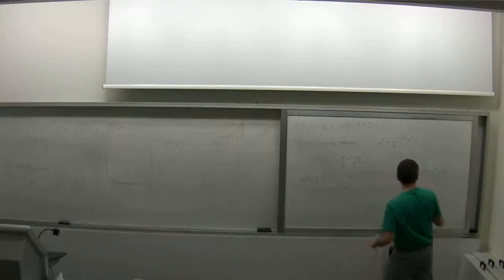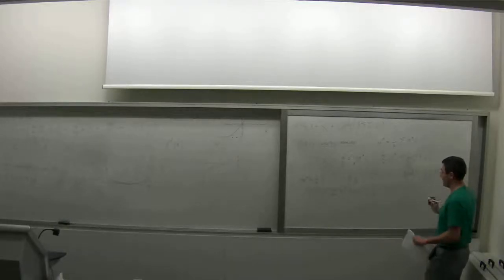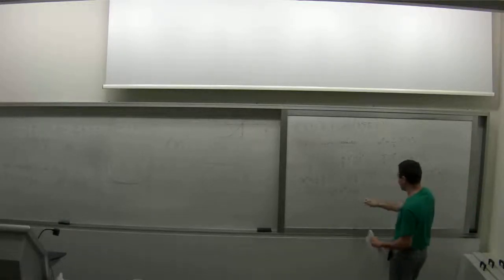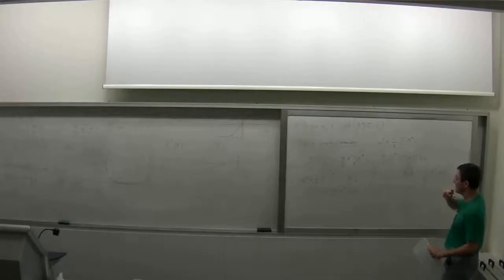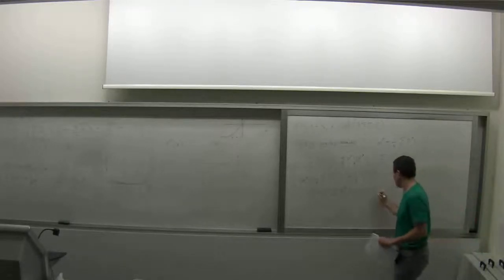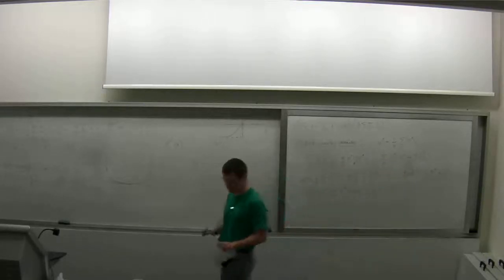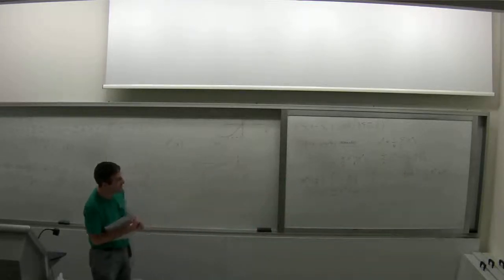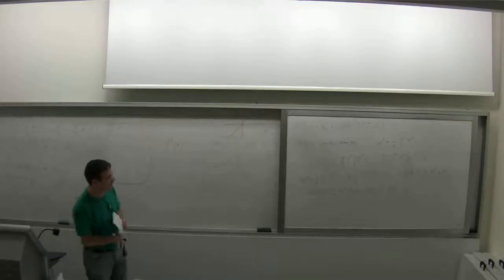To avoid confusion, this is a rather confusing notation because this is a different sum. This is not the same mu. Mu is just an index here. To avoid confusion, it's better to use a different letter, like mu prime.